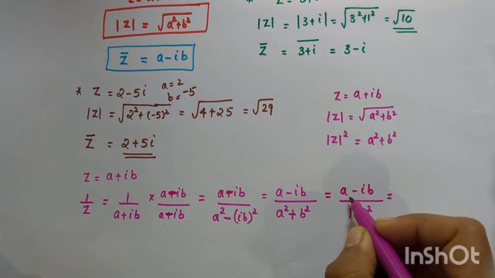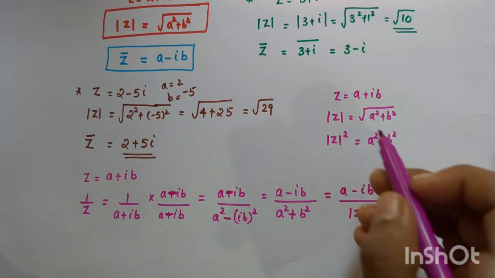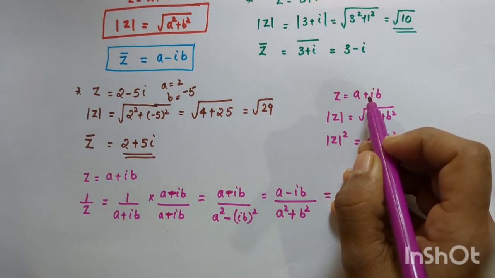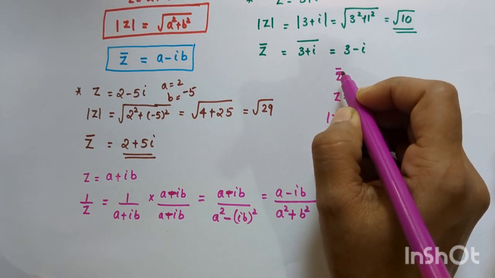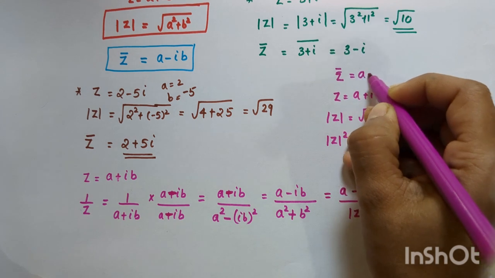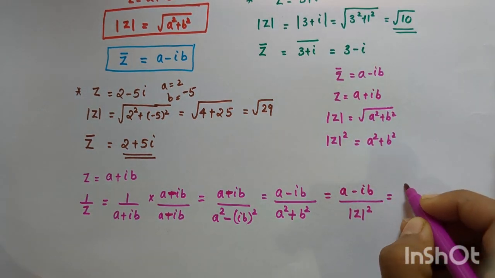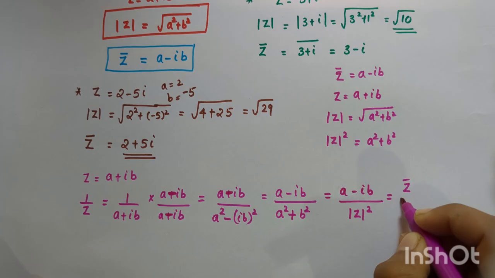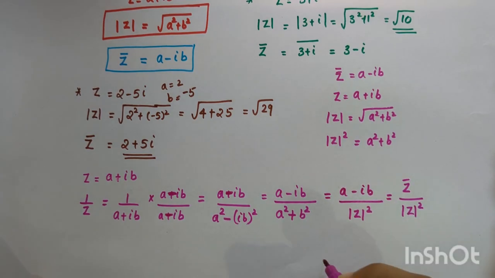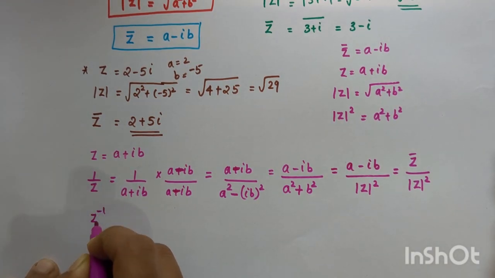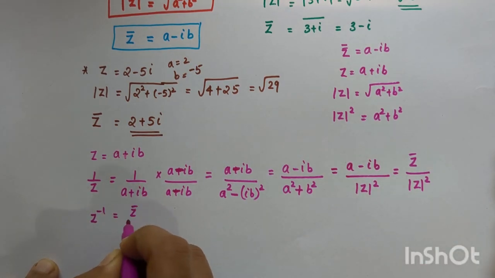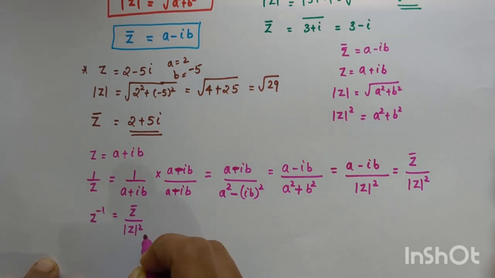What about a minus ib? If z is equal to a plus ib, then z bar, which is the conjugate, is equal to a minus ib. So we can write it as z bar, the conjugate of z, divided by modulus of z all square. So this is 1 by z. 1 by z can be written as z inverse, which is the multiplicative inverse of z. That can be written as z bar divided by modulus of z all square.